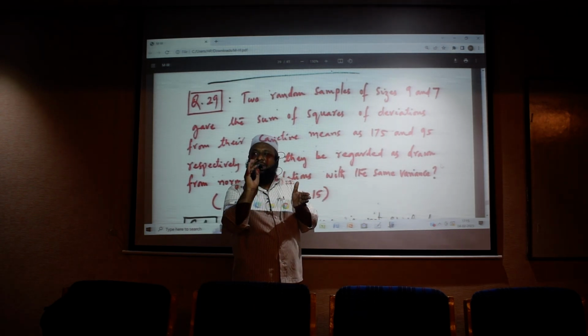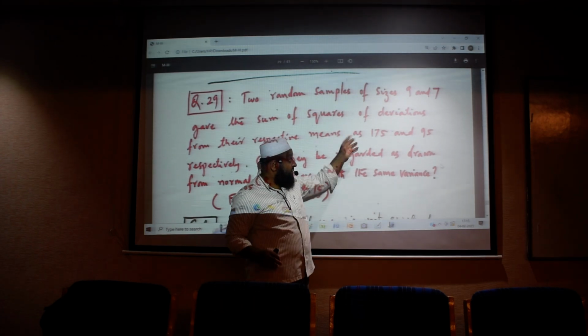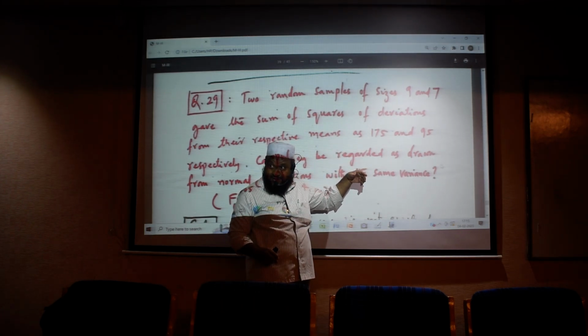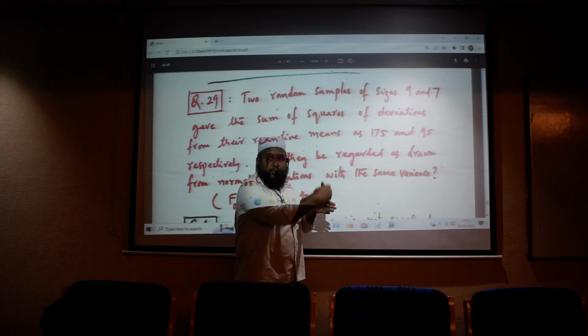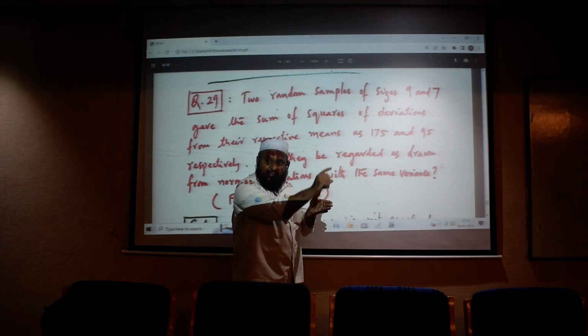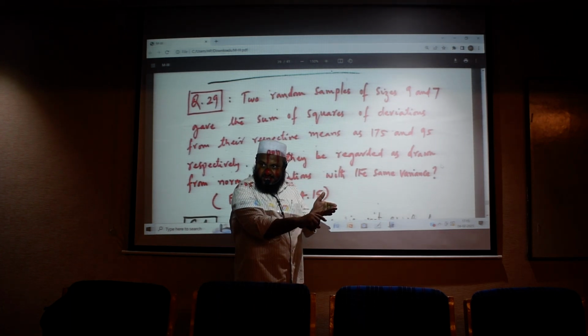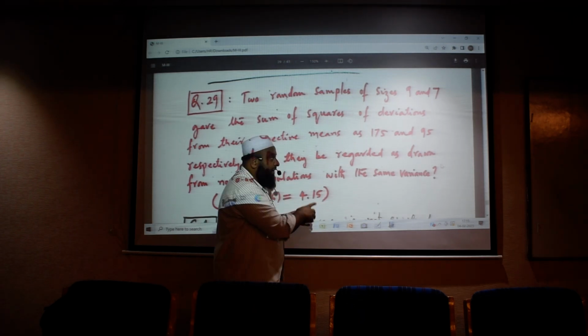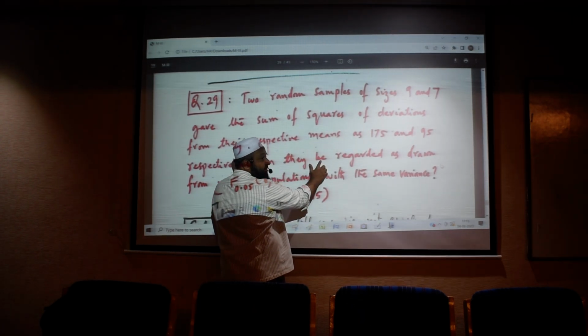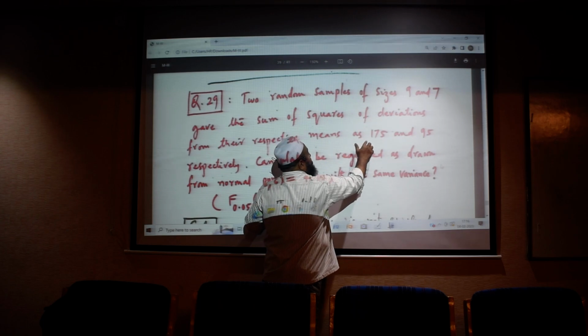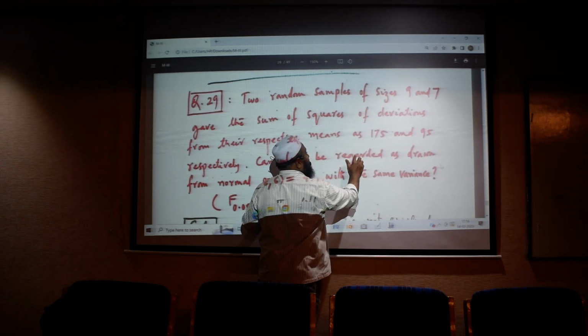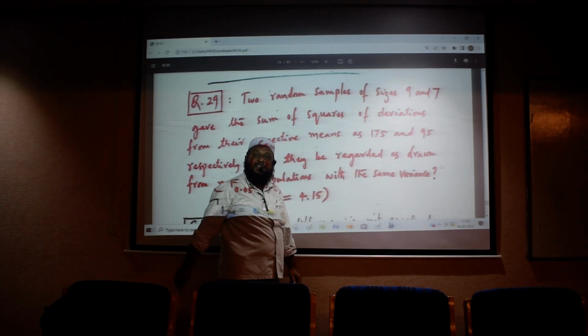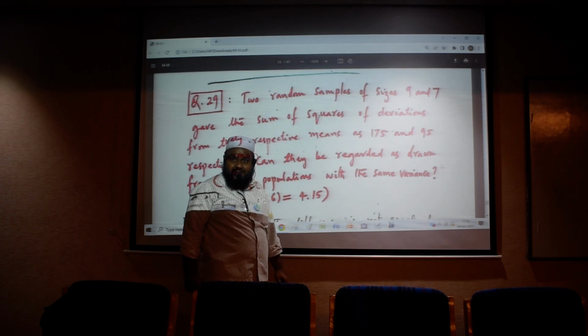What is the actual formula for the standard deviation? It is the square root of the sum of x minus x bar whole square by n. Clear about this point? Yes, sir. I'll write it here roughly: sigma x minus x bar whole square by n, taking the square root. That is the standard deviation. Do you remember?